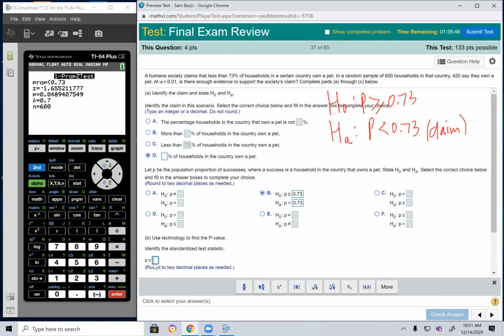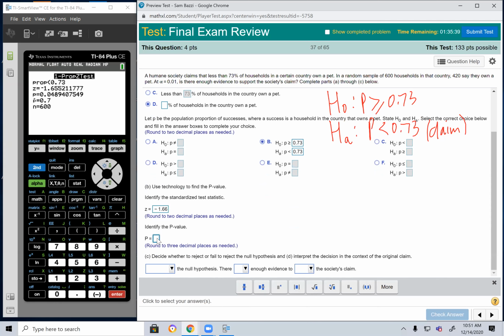Z, negative 1.66. P-value, 0.0489. And what is alpha here? 0.01. Well, this is bigger than alpha, so we fail to reject the null hypothesis. There is not enough evidence to support the claim. Well, he's asking you if you can support the claim, so you use the word support.